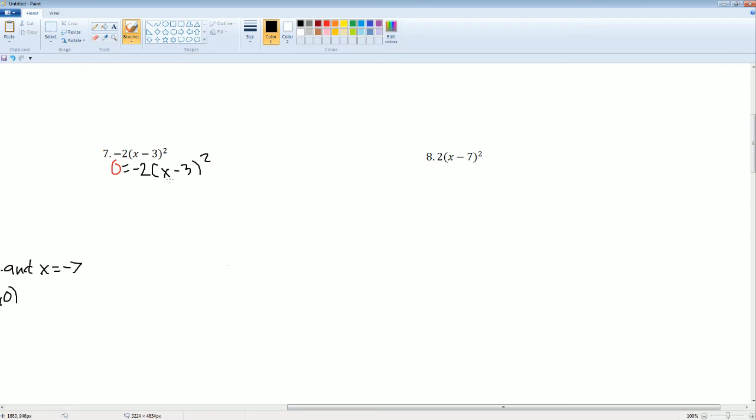Minus 3 squared. So this is when x minus 3 equals 0. But there's two of them. So this is x minus 3 and x minus 3. This is when x minus 3 equals 0. So that is what? x equals 3. This means also x equals 3. We'll see what happens. This is interesting.